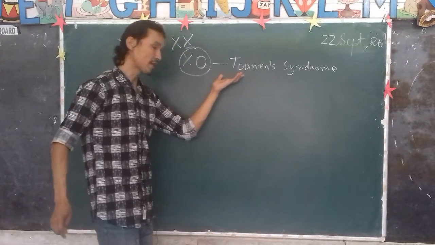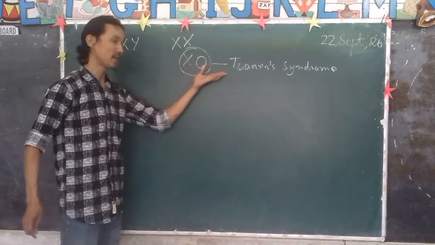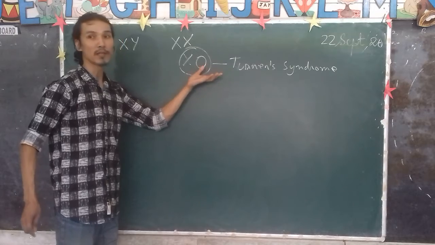Such individuals are sterile, mentally retarded, and their bodies are also short. They have short necks.